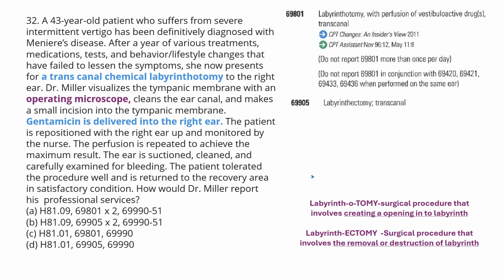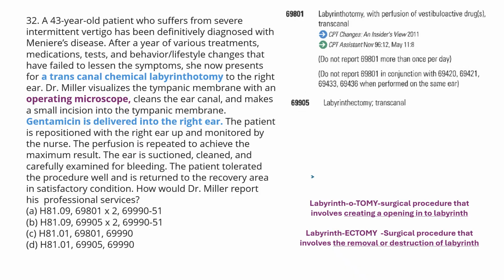So what has happened here is the labyrinthotomy has happened, and by putting the drug, gentamicin has been used, and they have also used the operating microscope. So let us look at our code. Now, if you see the code, the first code 69801 talks about labyrinthotomy, while 69905 talks about labyrinthectomy. Now, if you read the spelling in a hurry, you might end up reading both the spelling same. But there is a bit of a difference.